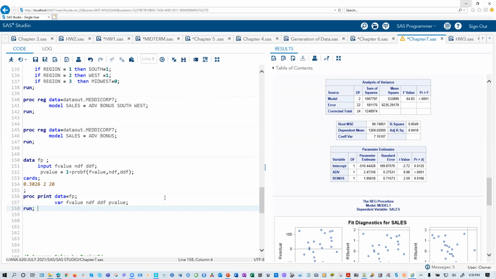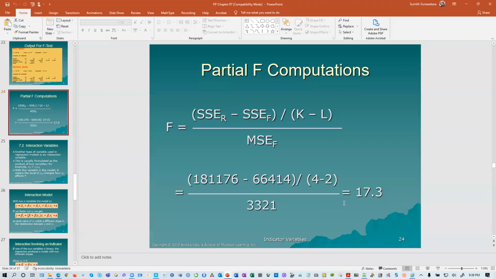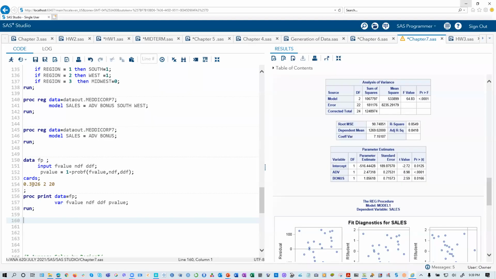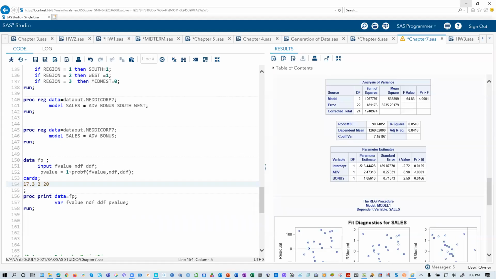The F value is 17.3. We calculated it here; it's not on any printout. What's the degrees of freedom of the numerator? The numerator degrees of freedom is the difference of these two, which is 2.